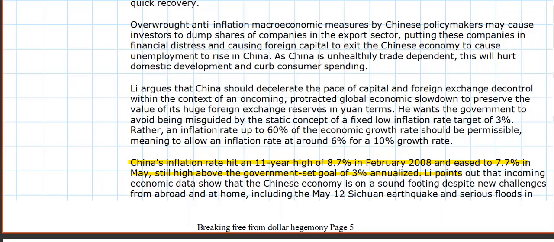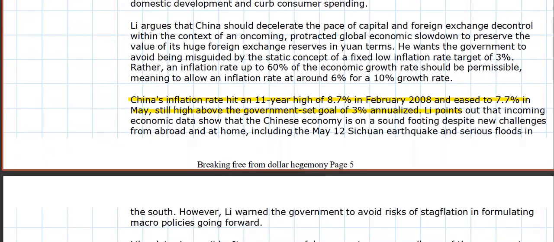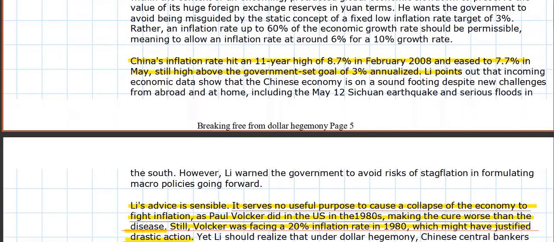Yeah, we will not even talk about why the 3% matters. Rather, an inflation rate of up to 60% of the economic growth should be permissible. Wow, okay. Meaning to allow the inflation rate at around 6% for a 10% growth rate. In other words, he wants the wages to rise and start equaling out or balancing out the first world. China's inflation rate hit an 11-year high of 8.7%.